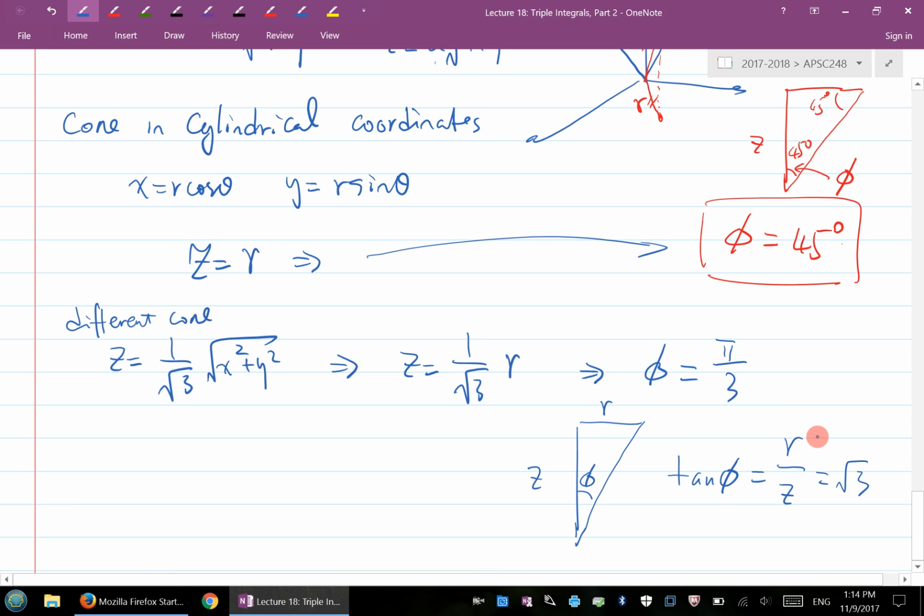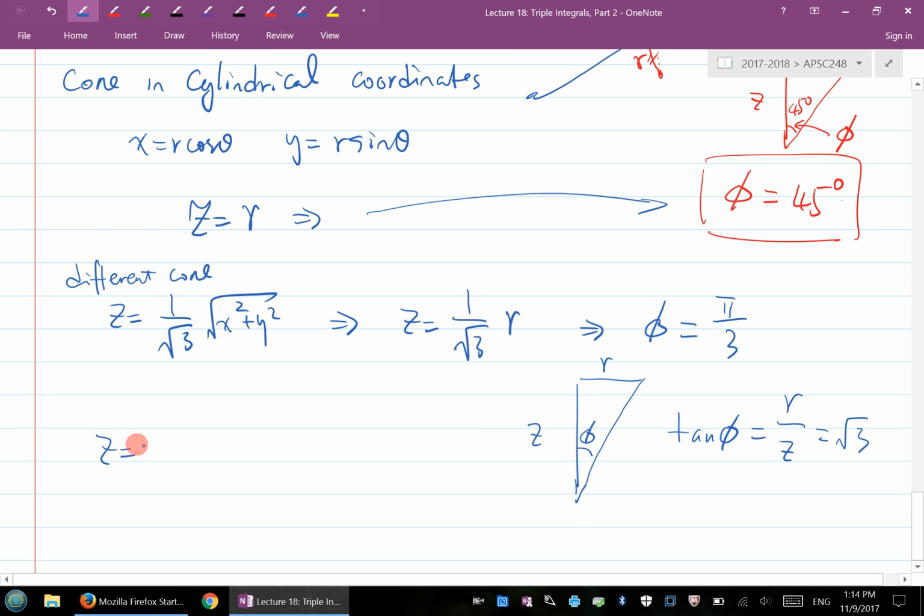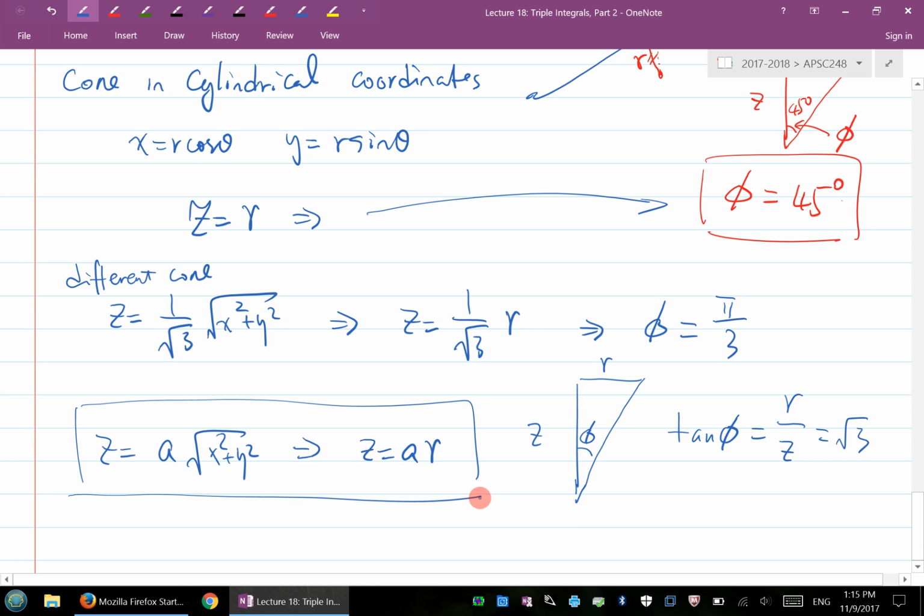Now, if you have an arbitrary number in front of this square root, then you end up with z equal to a times r, and you can calculate the phi angle accordingly. I'll come back to this cone when I cover applications of triple integrals, and you'll see how this will be used to evaluate triple integrals using cylindrical coordinates.